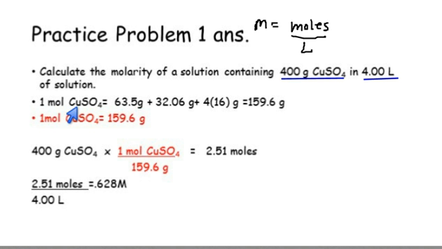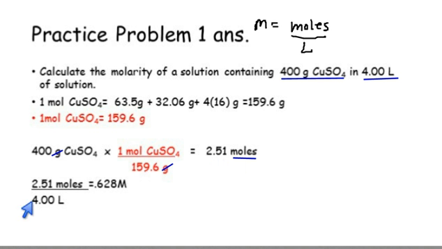Copper, we look up the mass of copper, 63.5. Sulfur, 32.06. We look at these from the periodic table, the molar mass, and we have 4 oxygens, so 4 times 16. We add these numbers up, and that gives us 159.6 grams. So 1 mole of copper sulfate is equal to 159.6 grams. So the first step, we convert grams to moles. We have 400 grams. The grams cancel out, and we divide 400 times 1 by 159.6, so we have 2.51 moles.